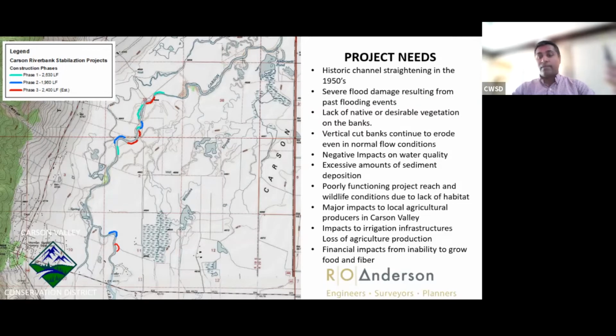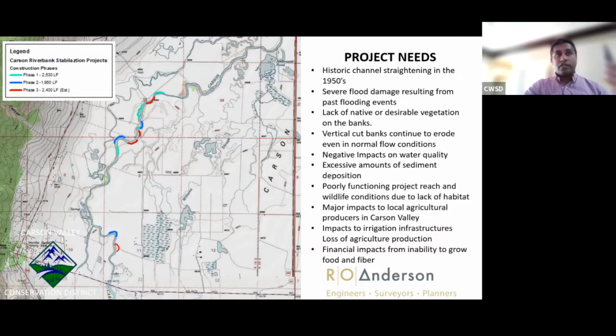So that helped us generally see where the river banks are failing, and we took those into the field with Carson Valley Conservation District and other partners, walked the sites and figured out which sites we really needed to focus on first. And like I said, we had to prioritize these. We couldn't build all these 8 to 10 sites in one contract because of the funding availability and whatnot.